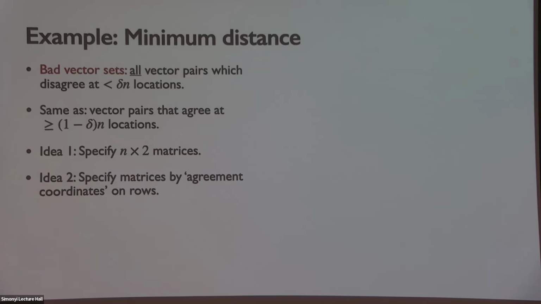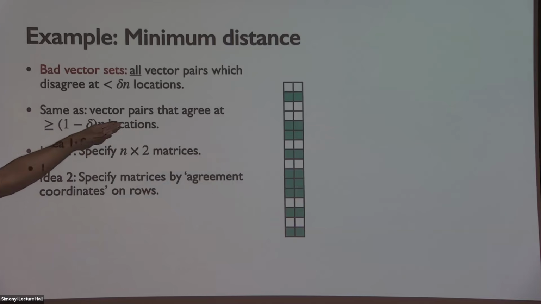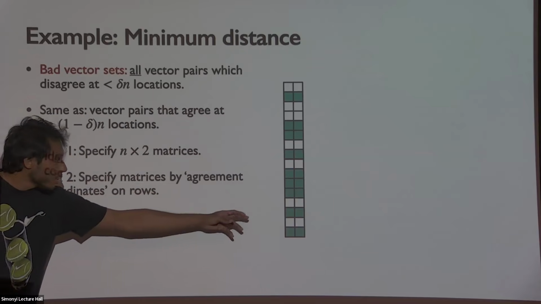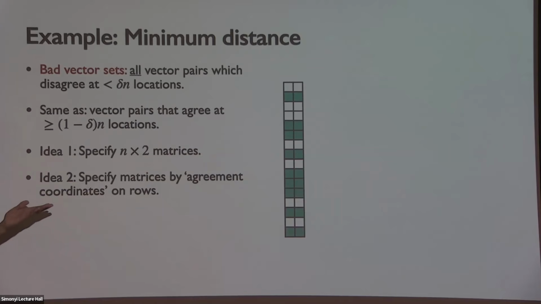So what does one of them look like? I'll choose some (1 minus delta) n rows of this matrix, mark them blue, and I'll say that the entries in each row should be equal. That's going to be my agreement constraint. Now, what's a matrix that satisfies these constraints? It's going to be those matrices where, in the rows marked blue, the entries are equal. So the entries are not equal between coordinates, they're equal in the same coordinate. And every such matrix which satisfies these constraints is a bad matrix. Equivalently, it's a bad vector set.